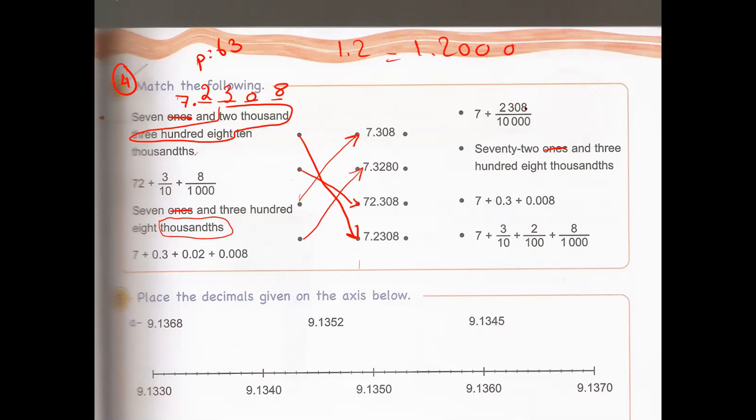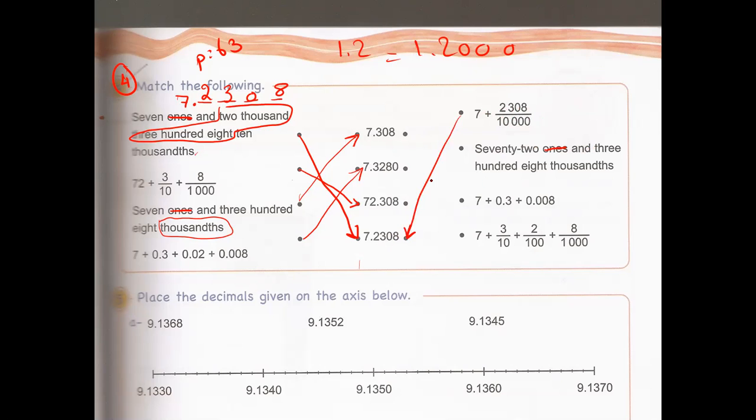Now 7 plus 2,308 over 10,000. Over 10,000 means 4 digits. What are these digits? 2308 in the decimal part. Check in which one. It's the last one, 2308. So this is the correct choice.